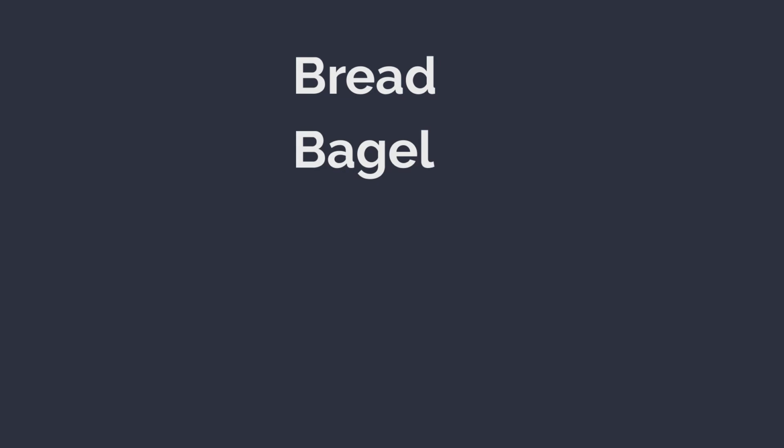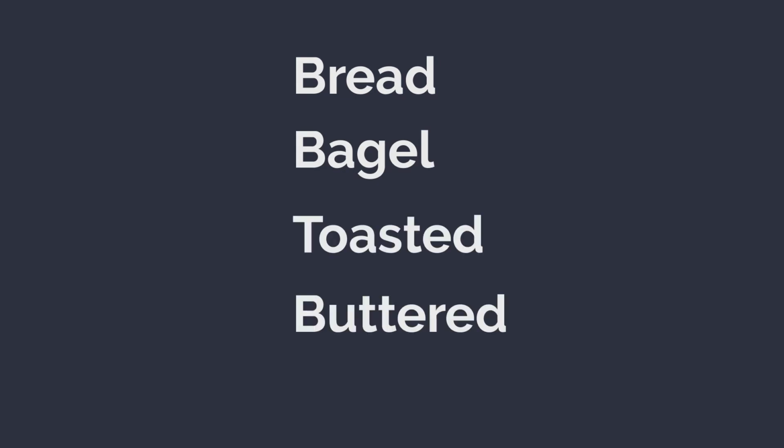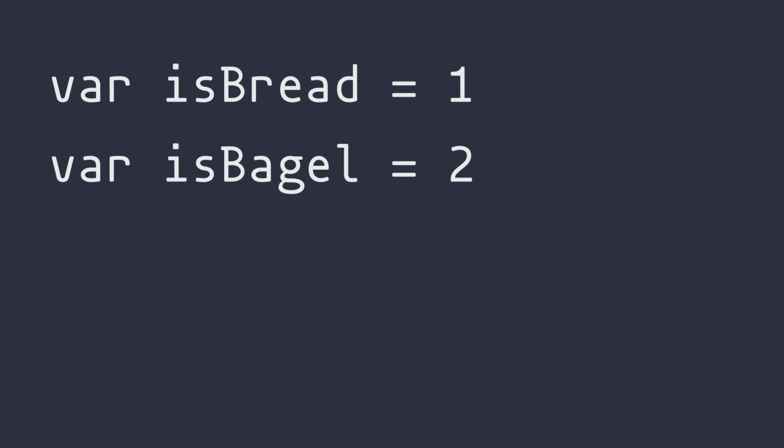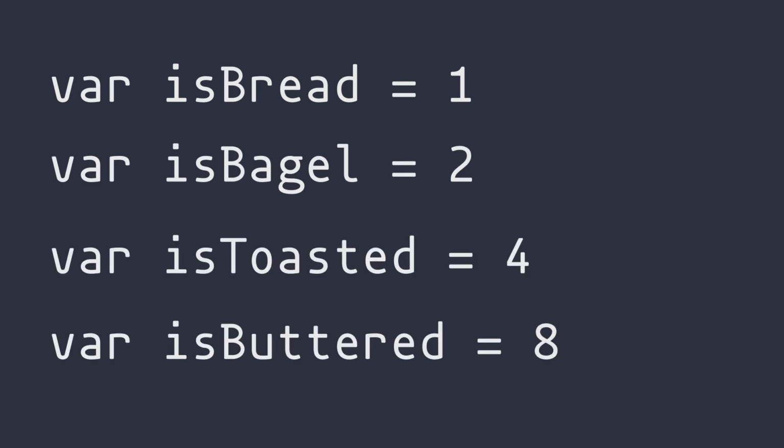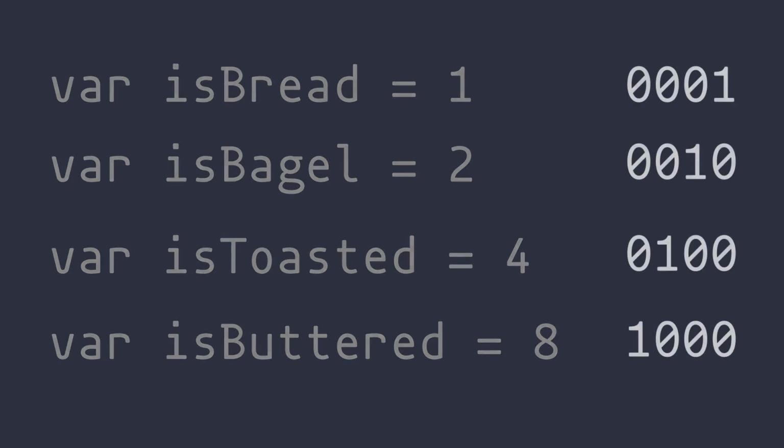So let's say we have four properties we want to keep track of. Is it bread, is it a bagel, is it toasted, and is it buttered? To make these flags work, each one needs to be a unique power of 2, which we call a bit mask. isBread will be 1, isBagel is 2, isToasted is 4, and isButtered is 8. Since these are powers of 2, each bit mask uses the next slot in the binary representation.